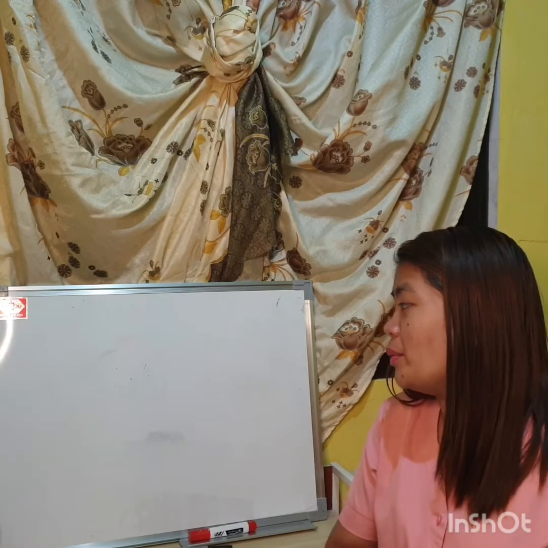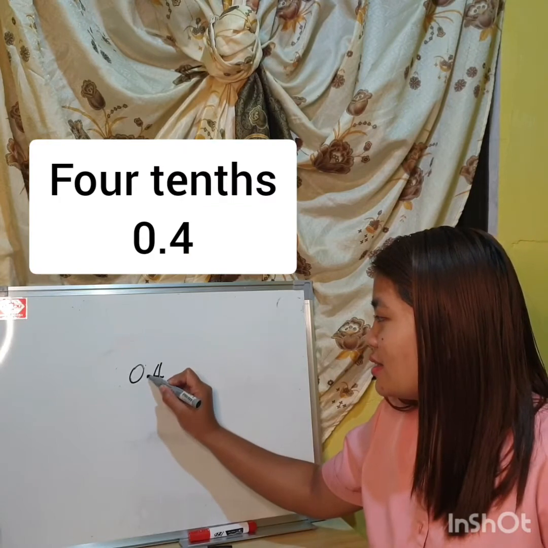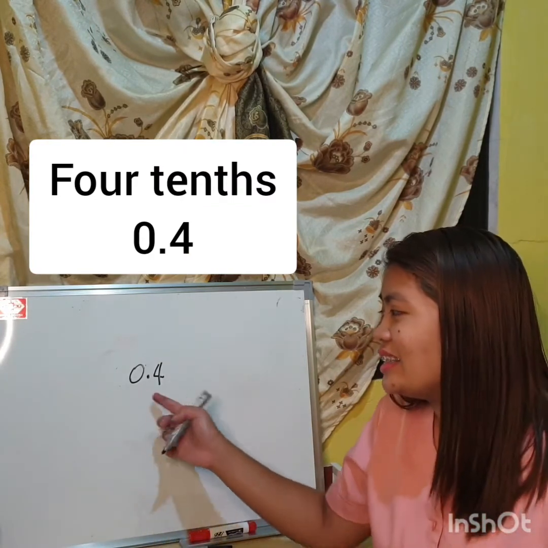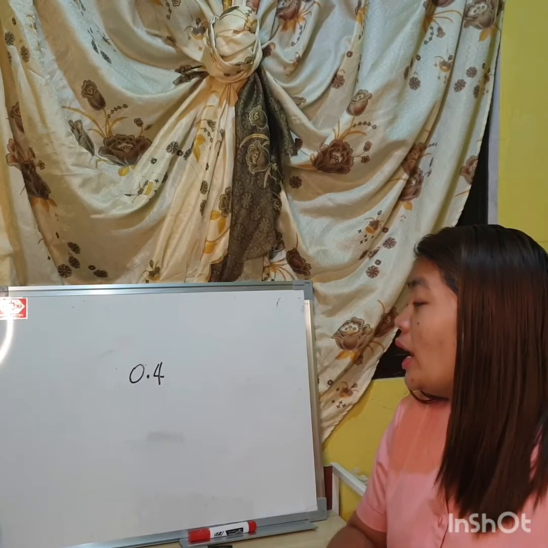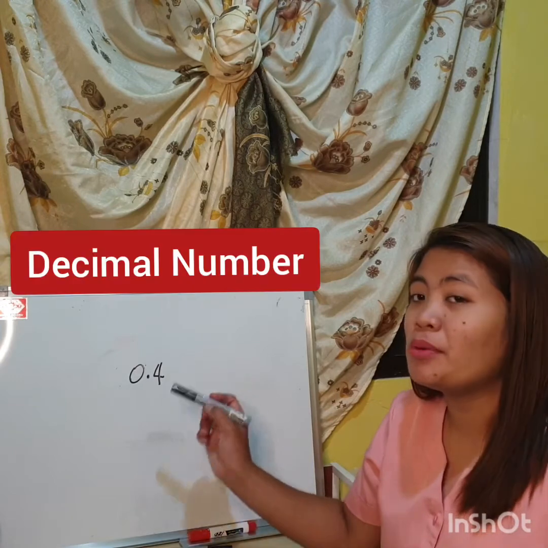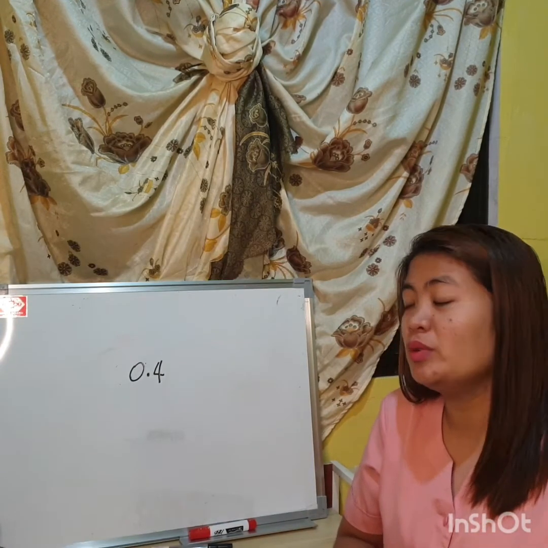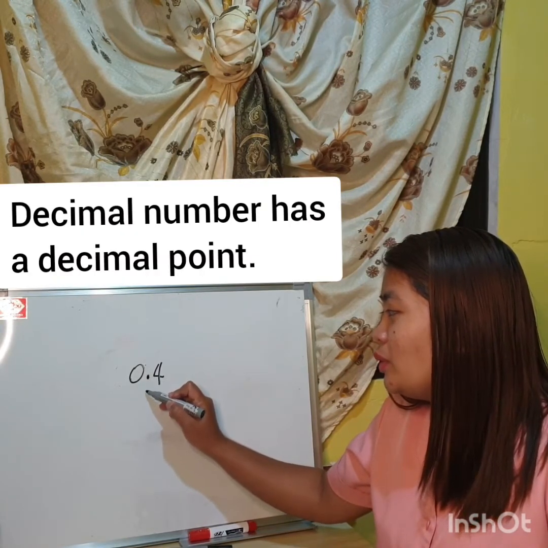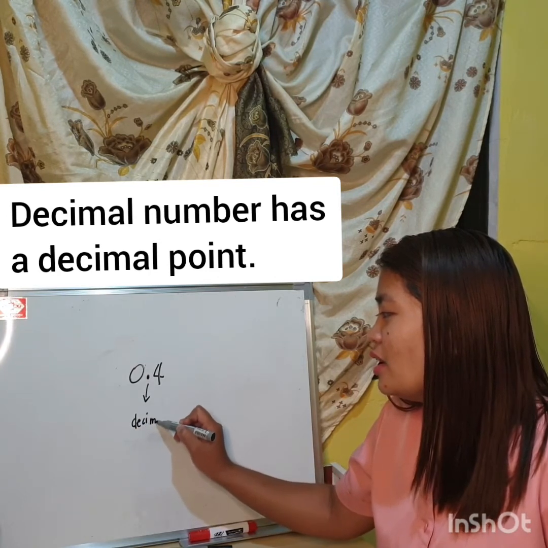So, halimbawa po, we have 4 tenths or 0.4, or we read this as 4 tenths. So, ito po, ang number na ito, it is an example of a decimal number. Why is it a decimal number? Unang-una, it has a decimal point. Yung dot po dito, ang tawag po natin diyan is decimal point.